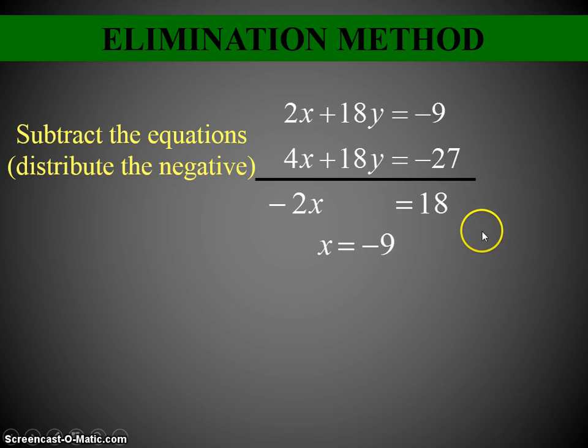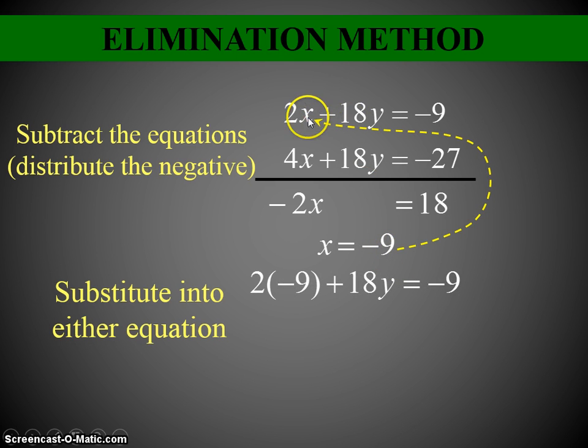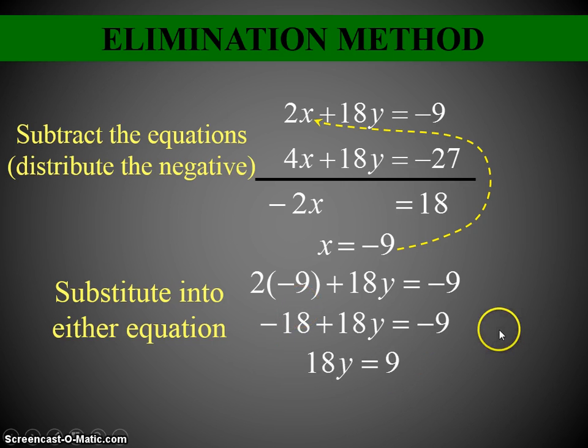Divide both sides by negative 2, and we get x is negative 9. So we're going to plug that into the first equation right there. So I plugged in negative 9 for the x right there. Multiply here. Add 18 to both sides, and I get 9. Divide both sides by 18, and I get y equals 1/2. So my ordered pair is negative 9, comma 1/2. That is where these two lines would intersect.